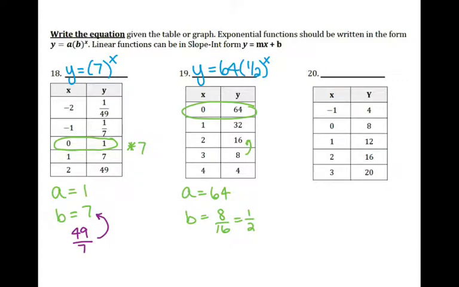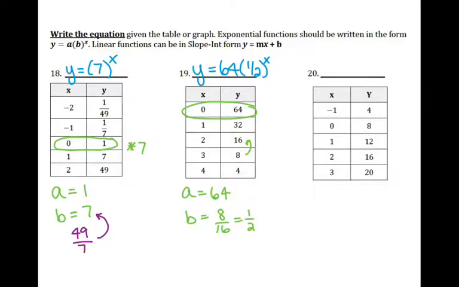Number 20. So if I look at number 20, I'm going from 4 to 8 to 12 to 16 to 20. Now let's say I see the 4 and the 8 and I think, oh, I'm multiplying by 2. Okay, well let's see if that continues to work in my table. So 4 times 2 is going to give you that 8, but 8 times 2 is most definitely not 12. So let's see if you're adding the same number each time.